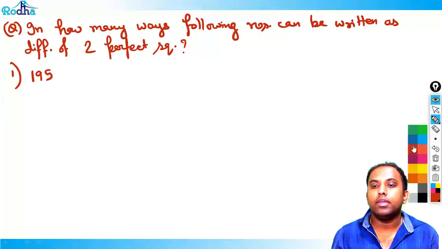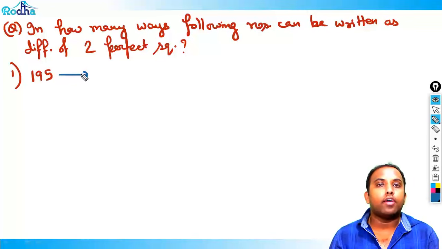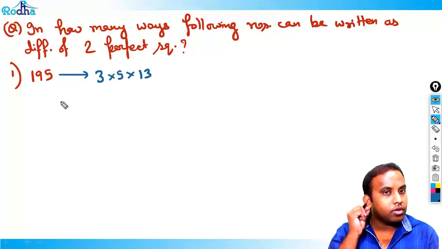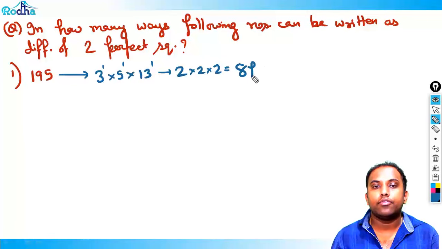What we'll do is simply use the factors concept. How many factors does 195 have? What is 195? It is half of 390, so it is 39 into 5, and 39 into 5 means 3 into 5 into 13. So all powers are raised to 1. So the number of factors is 2 into 2 into 2, that is equal to 8 factors. So 195 has got 8 factors.